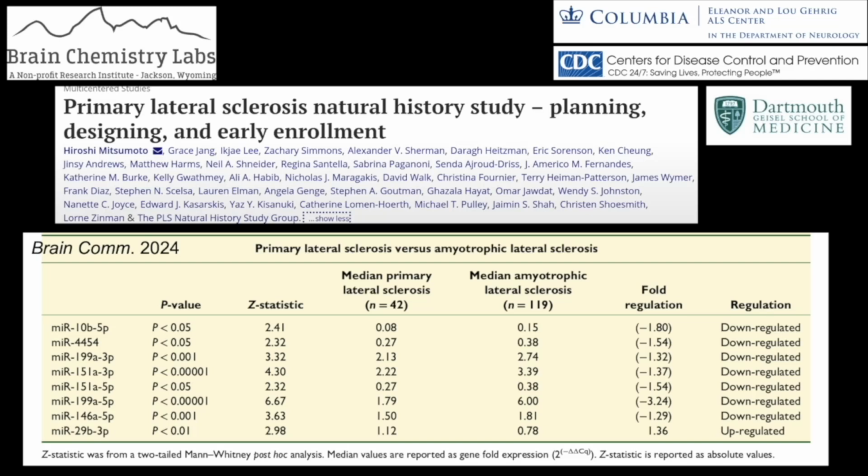We recently published this bottom part here showing that we have an 8 microRNA fingerprint that can easily differentiate statistically ALS from PLS. In every one of these, it was statistically significant. And in most cases, these markers are downregulated relative to ALS, which is an important discovery.